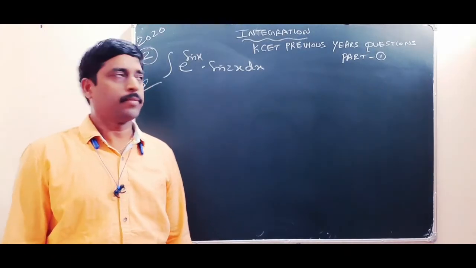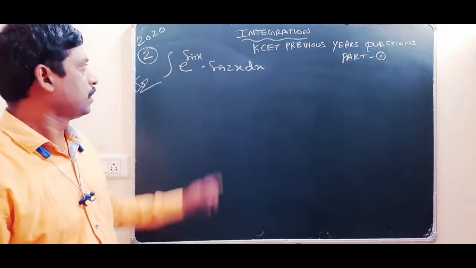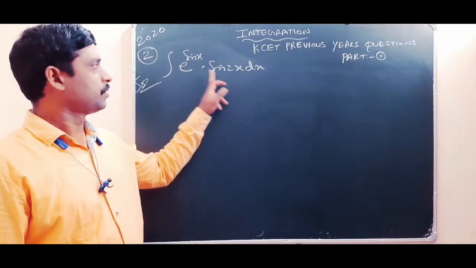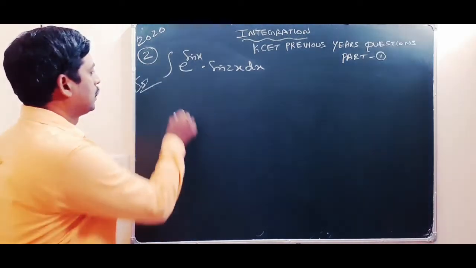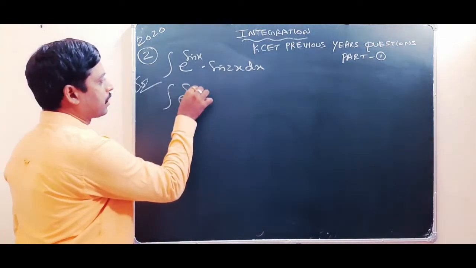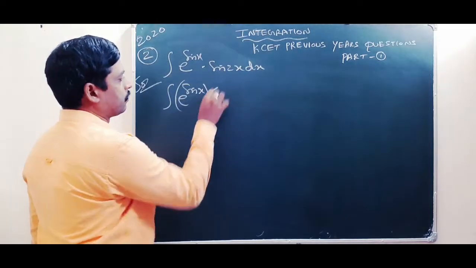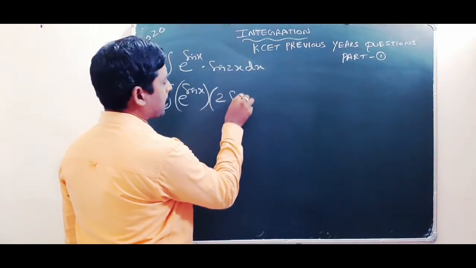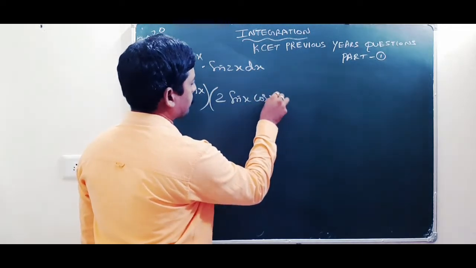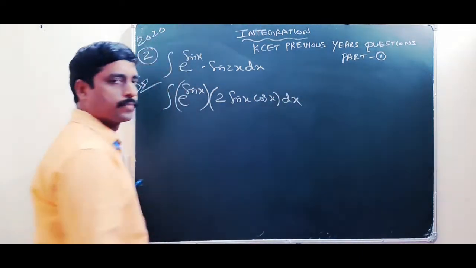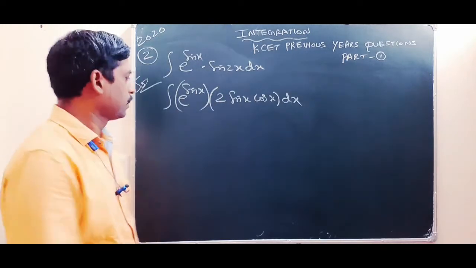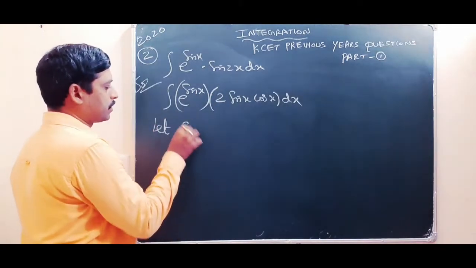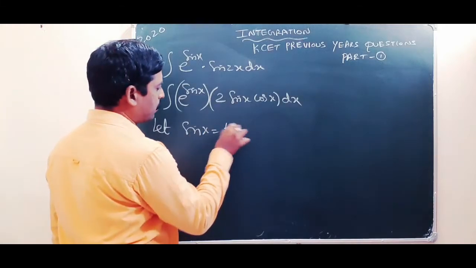Let us go to the next problem. This is from the 2020 question: the integral of e to the power sin x into sin 2x dx. So the integral of e to the power sin x into, we have the sin 2x formula, 2 sin x cos x. Let us take sin x equal to t, so by using the substitution method, sin x is equal to t.